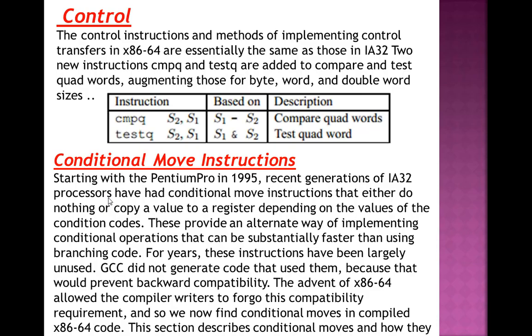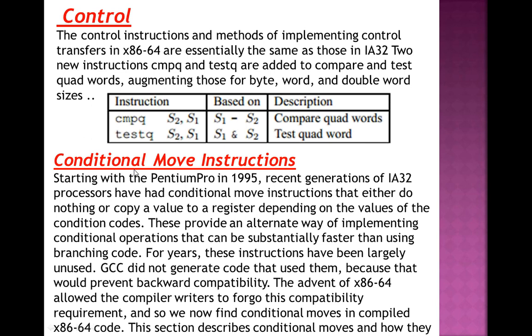Then we also talked about control, meaning how controlling is done by x86-64. There are two new additions compared to IA32. The new additions are CMPQ and TESTQ. One is used to compare quad words and the other is used to test the quad word. So one is used for comparison and one is used for testing.